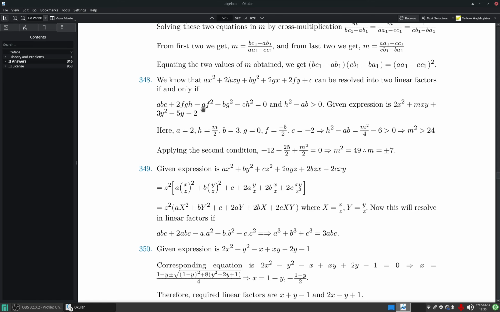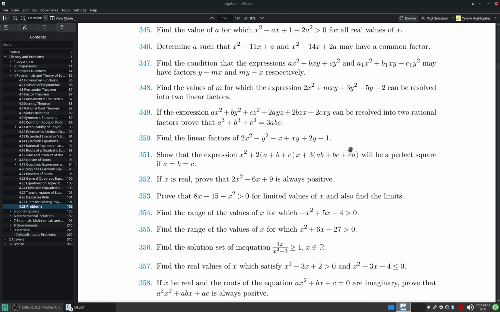And applying the condition abc + 2fgh and so on, we get -12 - 25/2 + m²/2 is equal to 0, so m² is equal to 49, that is, m is equal to plus or minus 7.